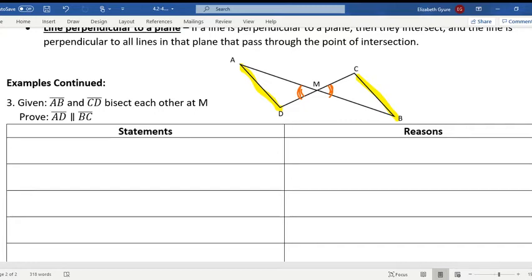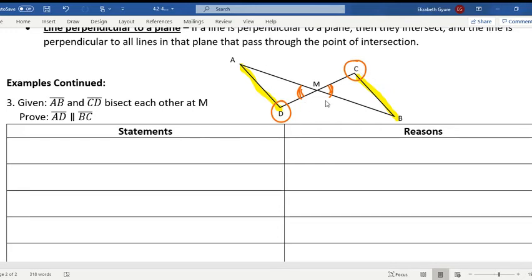Nick? Alternate interior. Which ones could maybe be alternate interior, Nick? D and C. Does it have to be D and C? No. Couldn't you also do A and B? Yeah. Do I care which one you choose? No, I don't. So we'll go with the one that Nick said. If we can prove that angle A is congruent to angle C, then you'll have your alternate interior angles. They'll be congruent, and then will your sides be parallel? Yes. So we're going to need to figure out how to prove those are congruent.